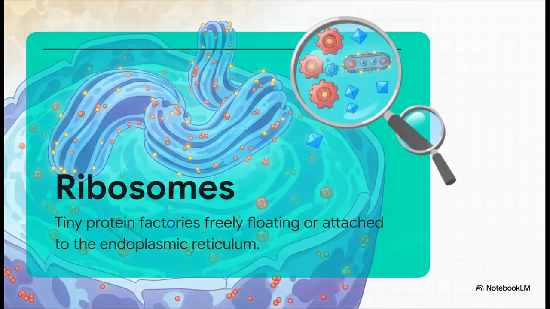And we definitely can't forget the tireless workers keeping this city running. Ribosomes. These are the literal tiny protein factories of the cell. They are so incredibly small that under a microscope they usually just look like little dots. You'll find them either floating freely in the cytoplasm or attached directly to the rough endoplasmic reticulum, and they work non-stop to synthesize the proteins the cell needs to function and survive.